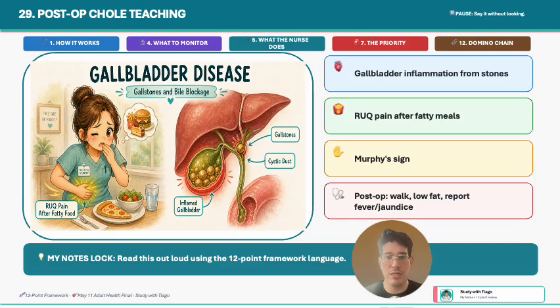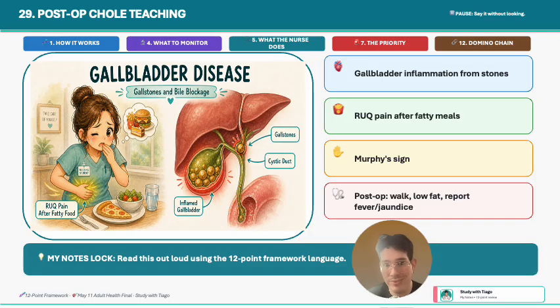So the common teaching includes early ambulation, splinting with coughing or movement, incision care, pain control as prescribed, and watching for infection signs such as fever, increasing redness, drainage, or worsening pain. Diet teaching often includes starting with lower fat foods and gradually advancing as tolerated. But because bile flow changes after gallbladder removal, some patients have temporary loose stools or difficulty with fatty foods.